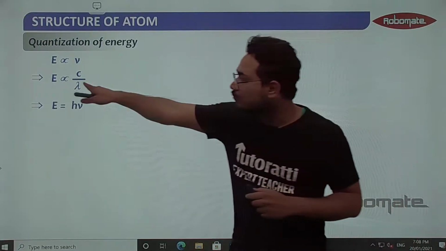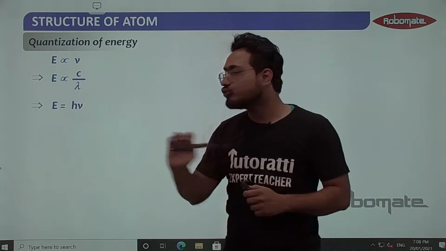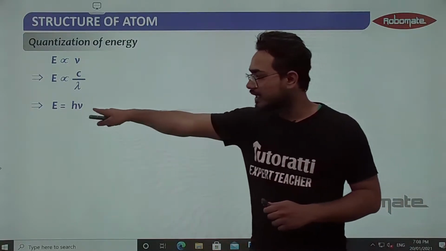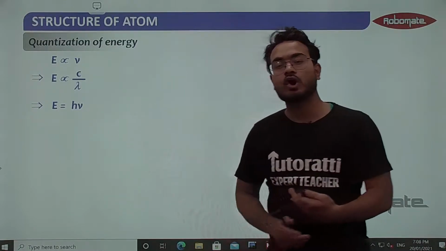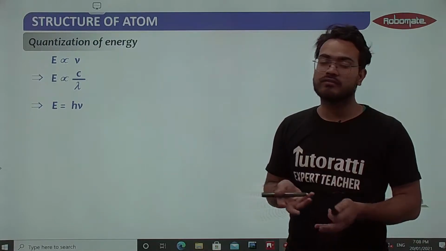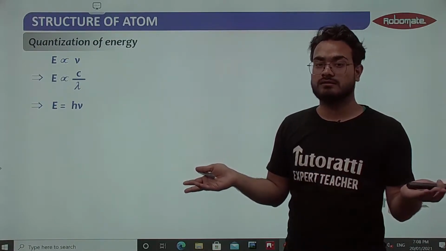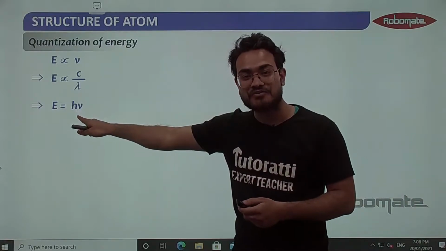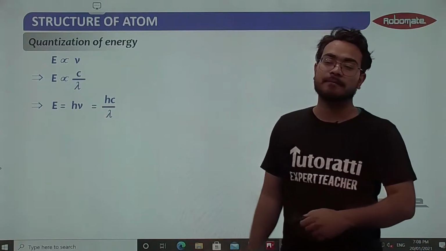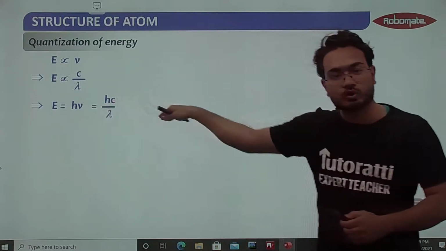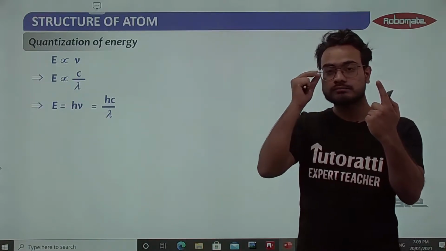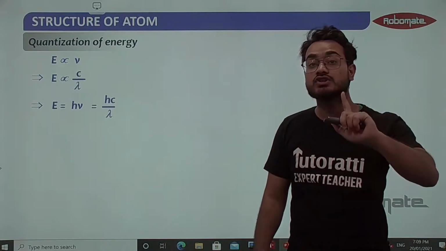Now, if I remove the proportionality sign, I will have to put a constant here, and that constant will be called h. It is called Planck's constant because it's his theory. If I had given it, I would have given it my name. Duh. This is called Planck's constant. And I can also write it as E is equal to h nu, E is equal to hc by lambda. This is the energy of one photon or one quanta, only the energy of one photon.